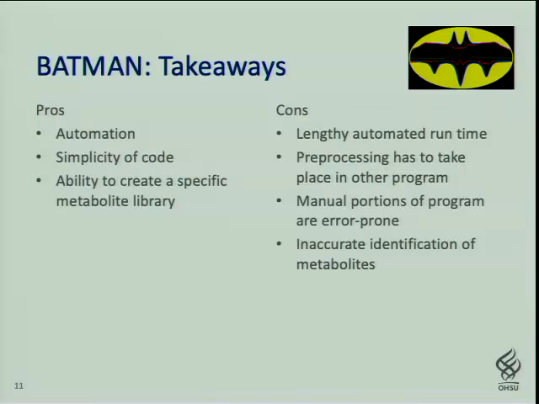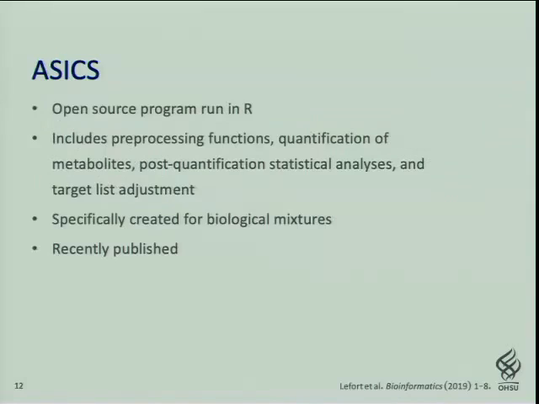So some takeaways from Batman. It's automated. It has a very simple code. The ability to create a specific metabolite library is also important. While it has 100 metabolites that you can input, you can also add your own very easily through your own resources. However, it does have a lengthy automated runtime and requires a lot of processing power. The pre-processing does have to take place in another program. And these manual portions of target metabolite list manipulation are error prone. And also the inaccuracy of identification of metabolites is another thing to note.